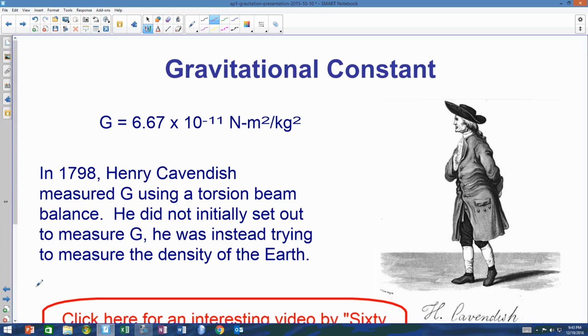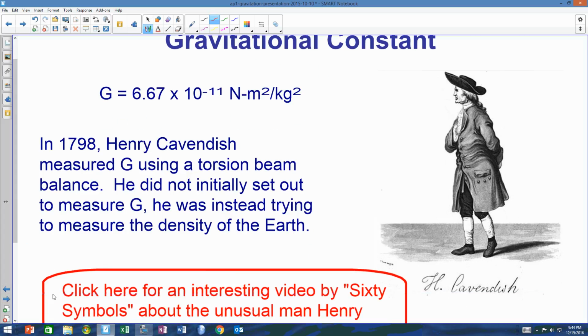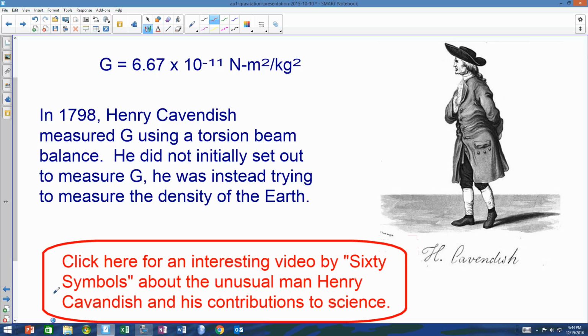In 1798, Henry Cavendish actually built a torsion beam balance. He did this in order to verify this gravitational force. He didn't initially set out to measure G, and in fact, he himself did not measure G, but people using his torsion beam did measure G, and that became the gravitational constant. And I will go ahead and give the video link in addition to the lecture notes.